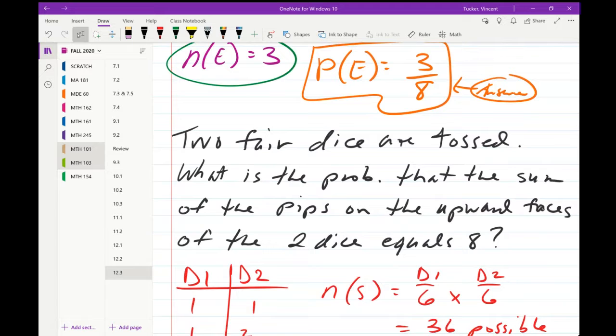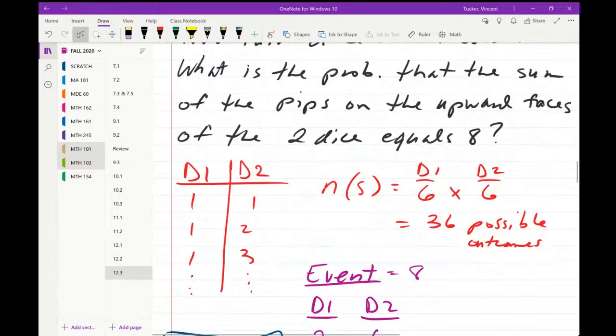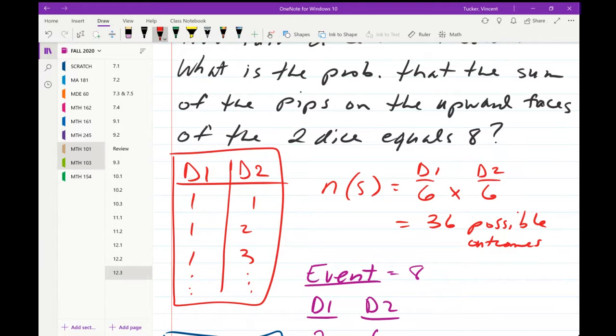So the next one: two fair dice are tossed. What is the probability that the sum of the pips on the upward faces of the two dice equals 8? So just like before, the first thing we want to do is establish our sample space. What I tried to depict right here is the scenario where you have two dice, die 1 and die 2.